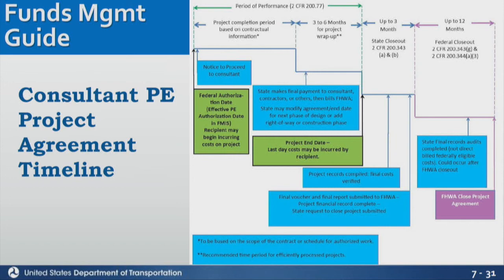But if you need more time to submit, I've seen some states say, hey, we need more time, so we're going to extend our end date. Well, that's not what you should do if you need more time to process your administrative payments and that kind of stuff. You just have to extend the 90 days. The only time you're going to extend the end date is if you truly need more time to incur costs. There's still work happening.